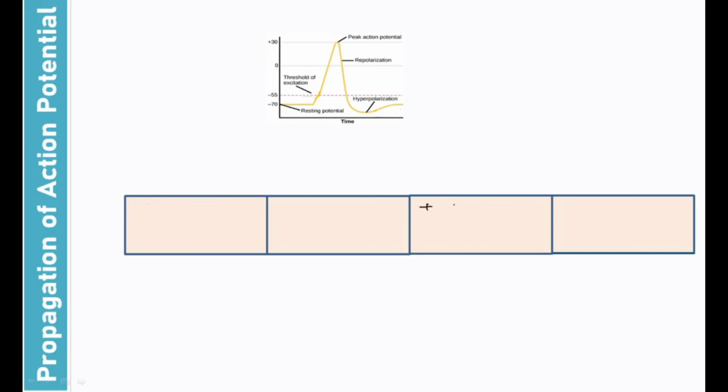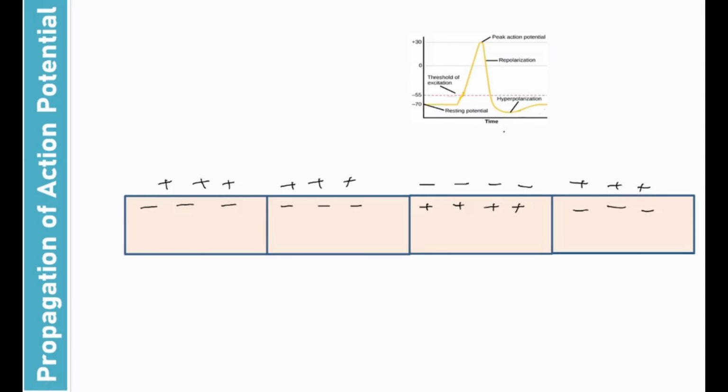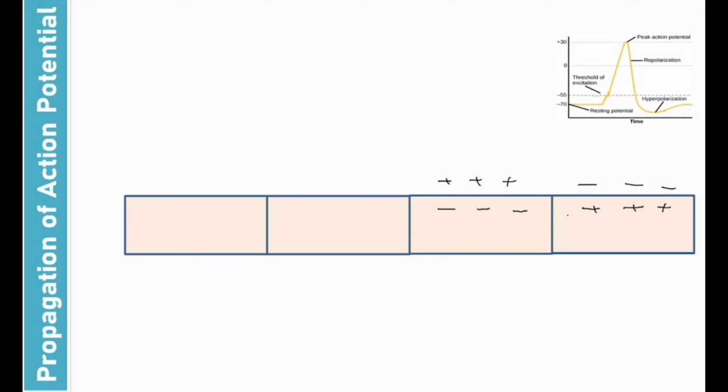And then in this segment there is a generation of action potential. So the next action potential is generating here. Similarly, after generation of action potential, that will trigger the next segment. Clear? Now in this segment, inside, it will be positively charged, and we will get this type of action potential.